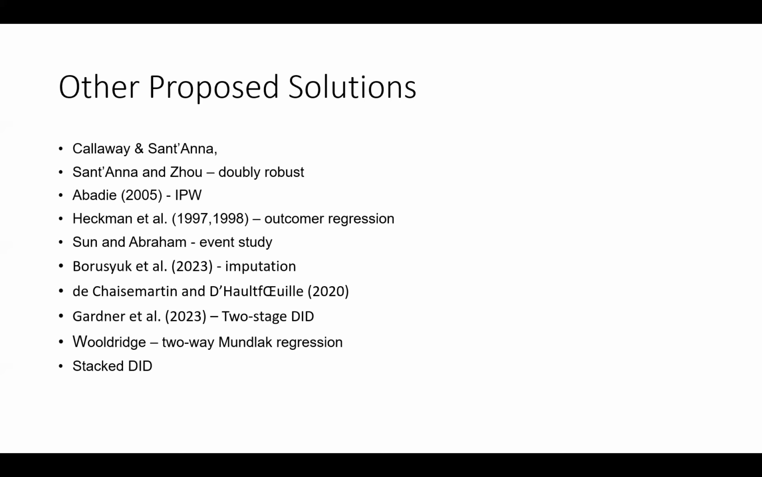There's another one by Wooldridge called the two-way Mundlak regression. There's another one called stacked difference in difference. There's another one that I can even put on there called local projections difference in difference. They're all slightly different ways of constructing counterfactuals.